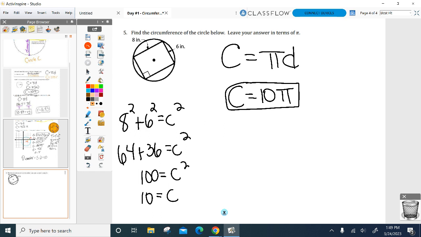Should do Pythag to find the diameter. Pythag gives you the diameter length of 10. Plug it into the formula, leave it in terms of pi. Pi should be in your answer. Circumference 10 pi.